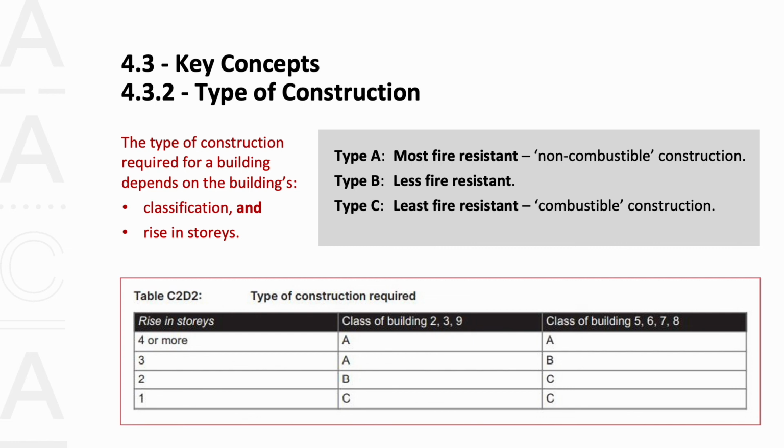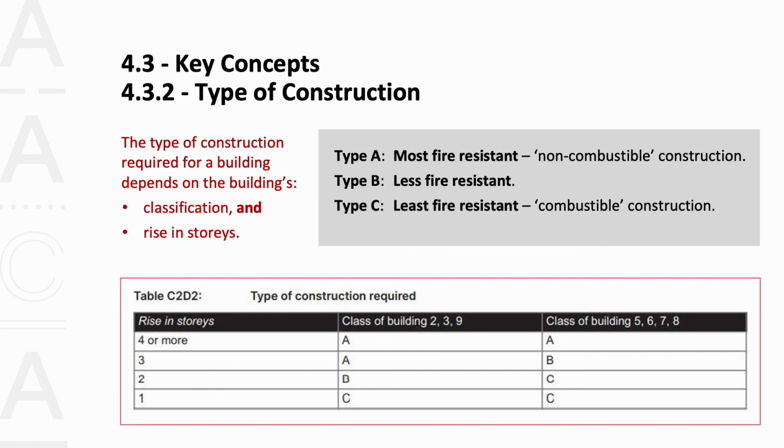The height of the building determines the likely evacuation time and difficulty. Thus, these two factors are used to determine the minimum types of fire-resisting construction required for Class 2 to 9 buildings. The exact requirements for each type of construction are contained in Specification 5 in Volume 1.